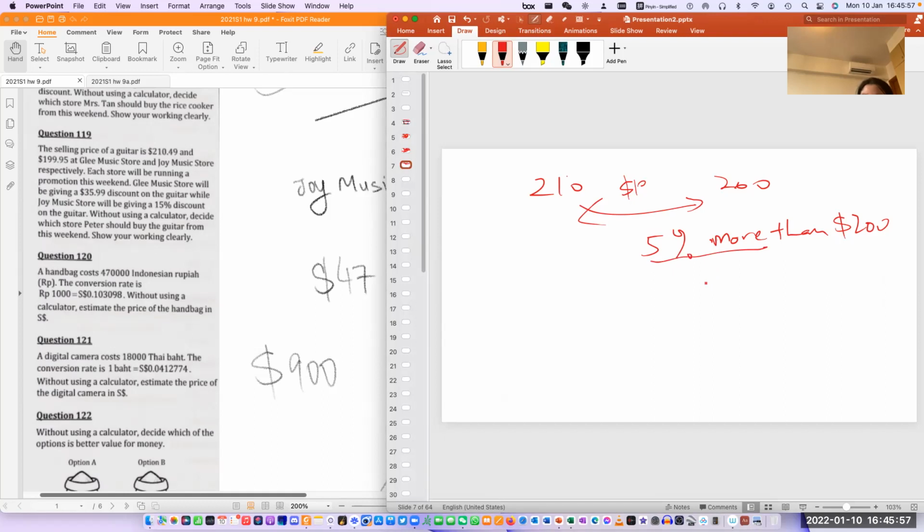Each store will be running a promotion this weekend. Glee Music Store, this is Glee, and this is Joy. Glee Music offers $34. This is 15%, so 15% of this is $30. So the difference is 10+%.